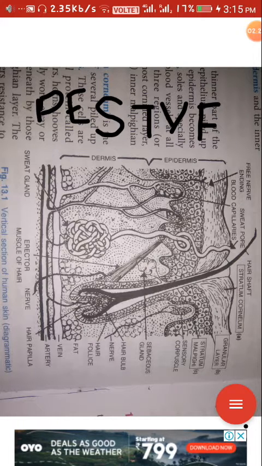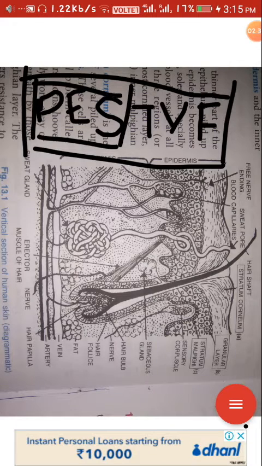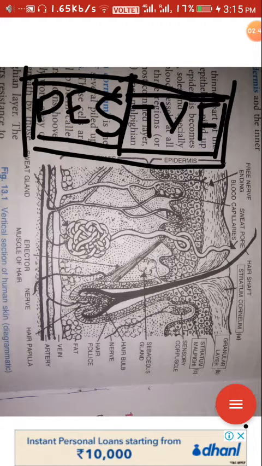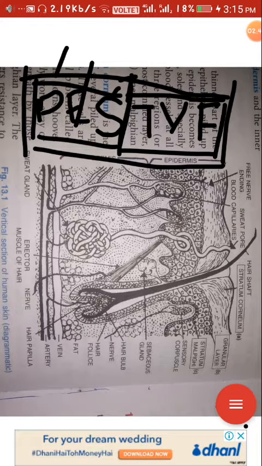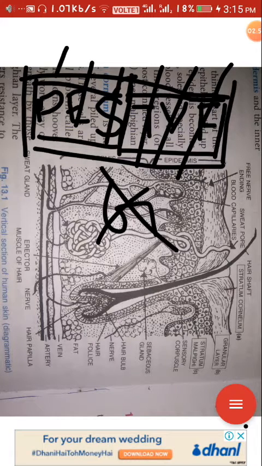Now there is also another function which is grip. This is not that important. You will get full marks if you write these 6 points. So if you see, PES is the name of a very famous football game, Pro Evolution Soccer. And TVF is a YouTube channel. Most of us watch it, so you can easily remember this. Protection, excretion, sensation, temperature regulation, vitamin synthesis, and food. The other is grip, but it's not that important.